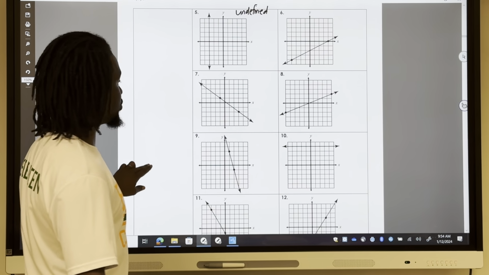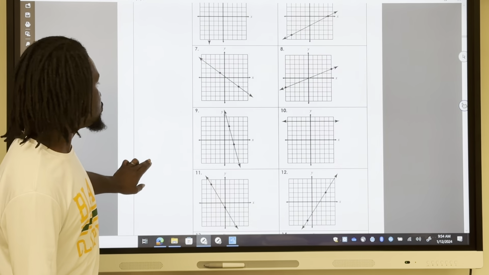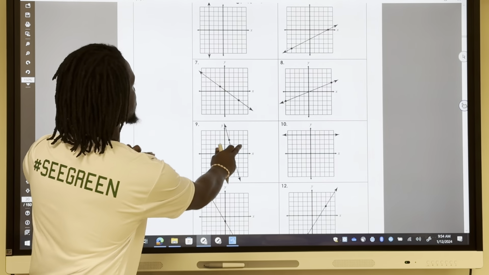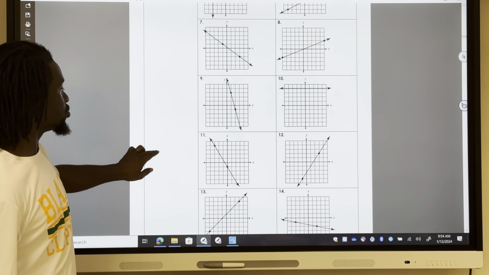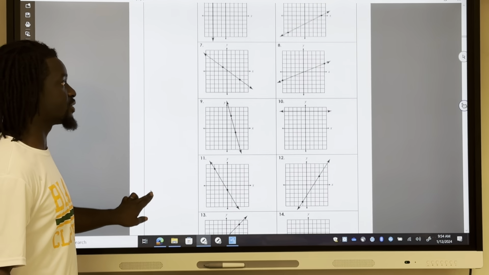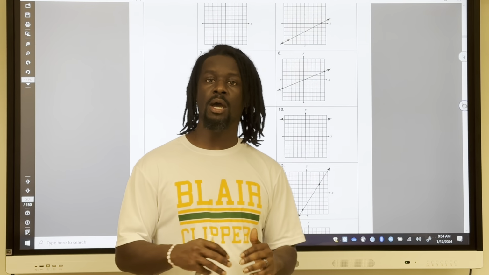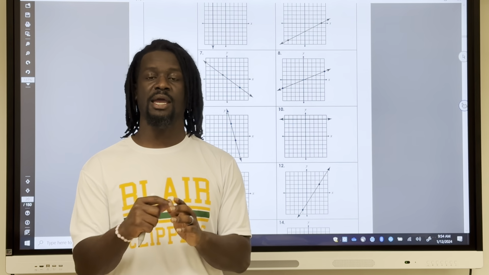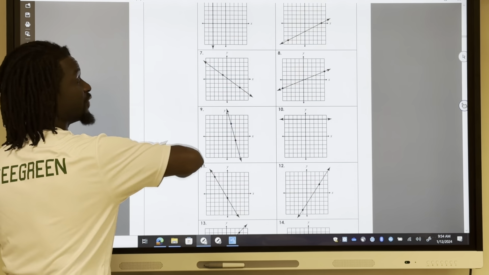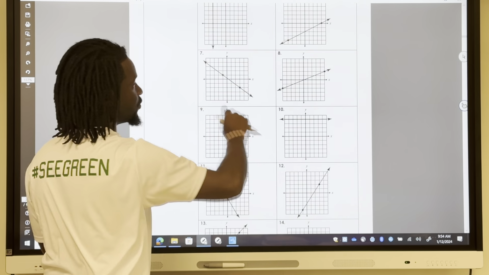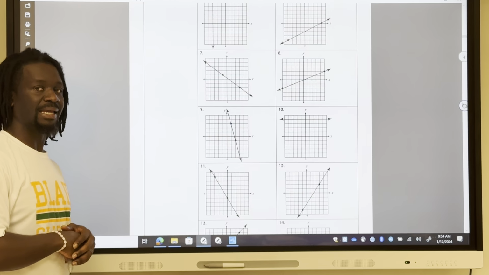That's one. So I want you to pause it, and I want you to see if you can figure out what are the slopes for 6 through 14. Okay, so pause it, take a moment. All you're doing is you're just looking at the graph. Is it moving up or is it moving down? If it's moving up, it's a positive slope. If it's moving down, it is a negative slope.